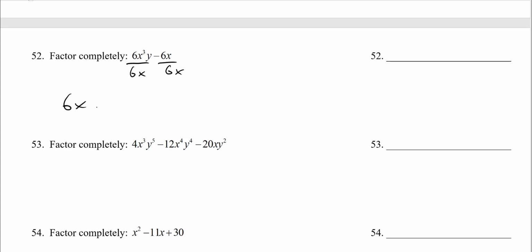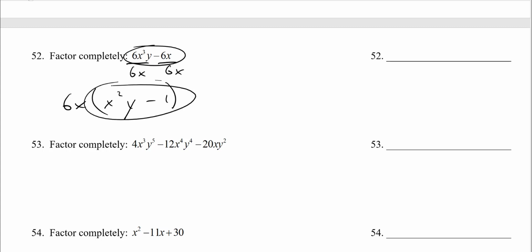And then you have a 6x on the outside, and then inside, right, it's x cubed over x is x squared, and there's a y left over. And please, this is minus 1. If there's 2 terms here, guys, there's 2 terms here. Okay, but anyway, that's our answer: 6x, x squared y, minus 1 in parentheses.